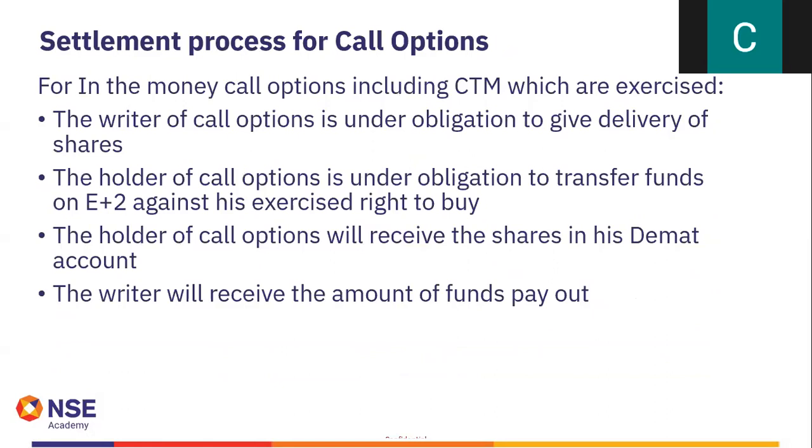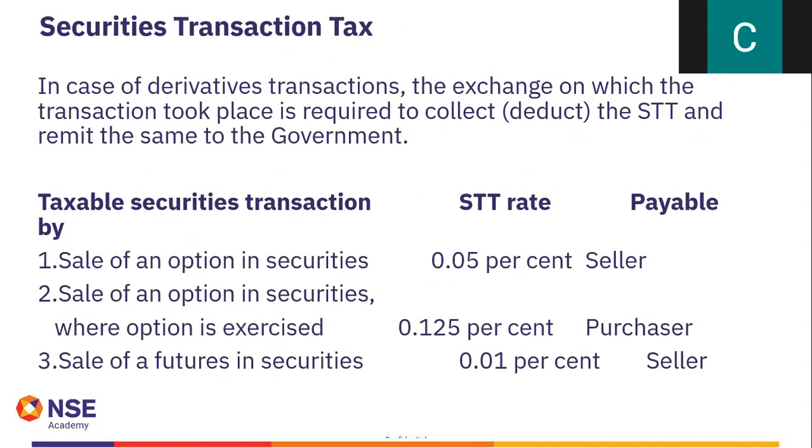So for in the money, including ATM, the writer is all, again, all this we have discussed in the previous slides, so we just ignore it. And as I told, there is something called taxes which we need to pay. So apart from brokerages, transaction charges, and other expenses, there is STT, which will go to the government exchequer. It is nothing but securities transaction tax.